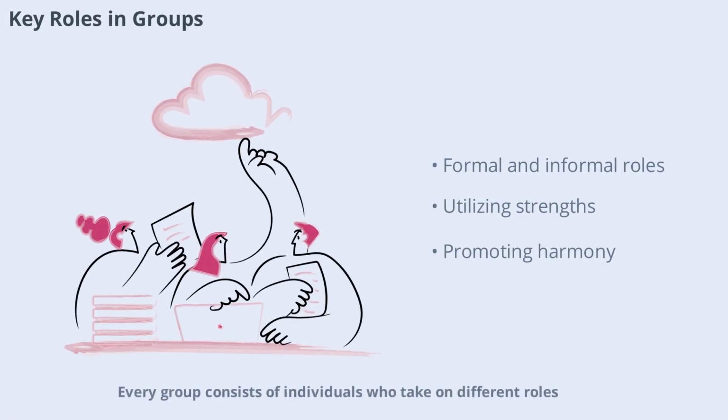Every group consists of individuals who take on different roles, both formal and informal. Some members may naturally step into leadership positions, while others provide support, generate ideas, or keep the group organized. Recognizing these roles helps leaders assign tasks effectively and ensures that everyone's strengths are utilized. Common roles include the leader, facilitator, recorder, and timekeeper, as well as informal roles like motivator or peacemaker. Understanding these dynamics can prevent misunderstandings and promote harmony.